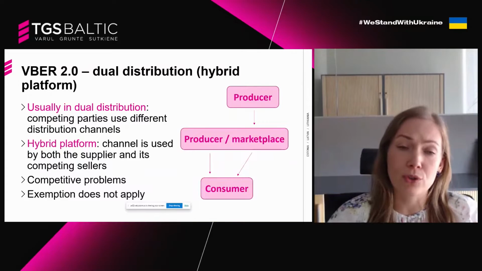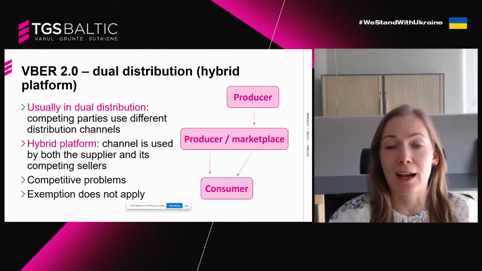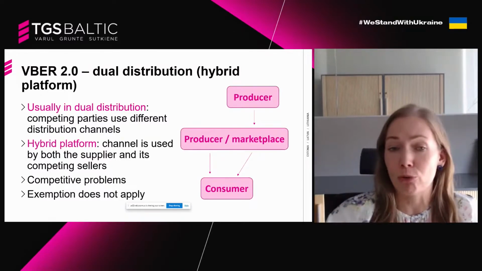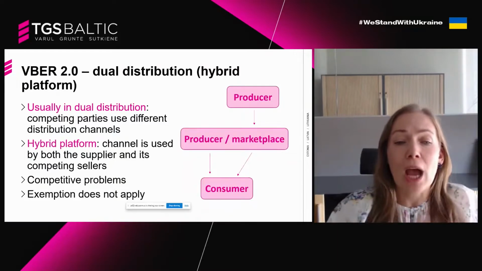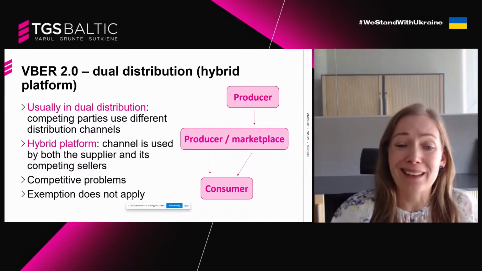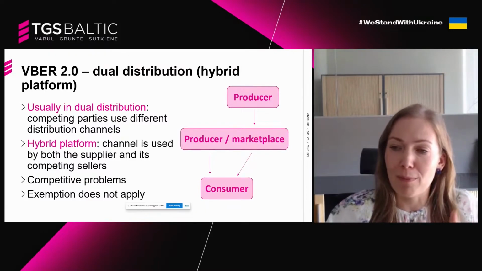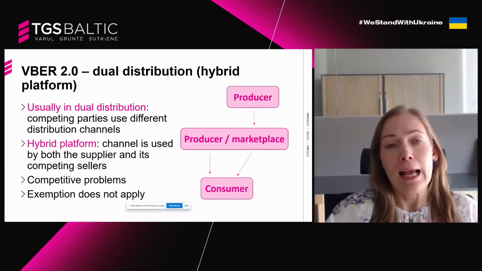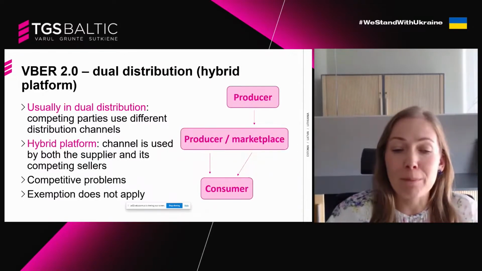So this means that the producer has its own, for example, retail shop, and the distributors have their own retail shops. Now, in case of hybrid platforms, the same channel is used by both the supplier and its competing sellers. So this means that more competitive problems might arise on this level. And this is why, with regard to hybrid platforms, the exemption actually does not apply.